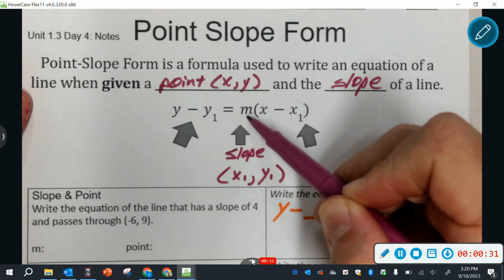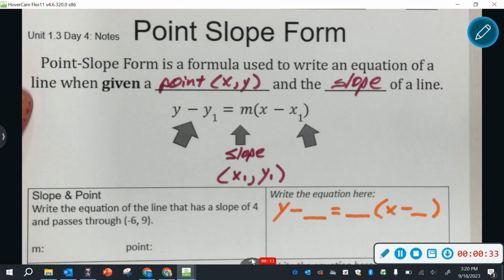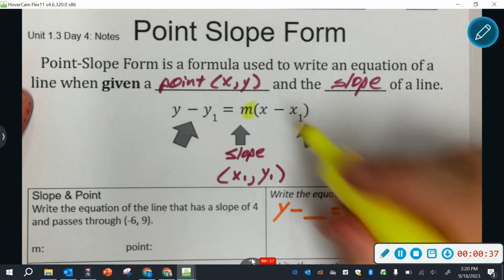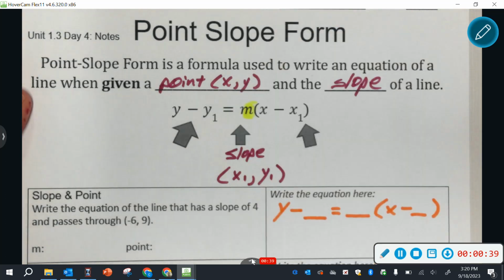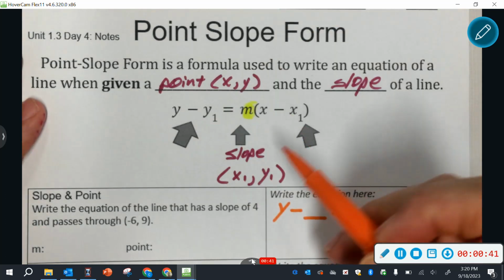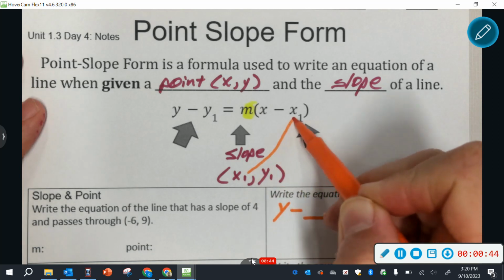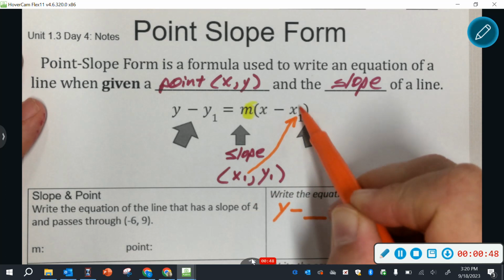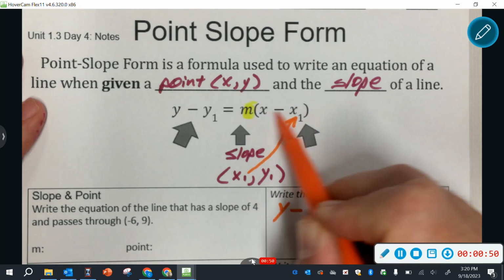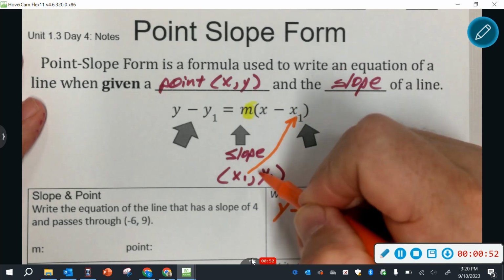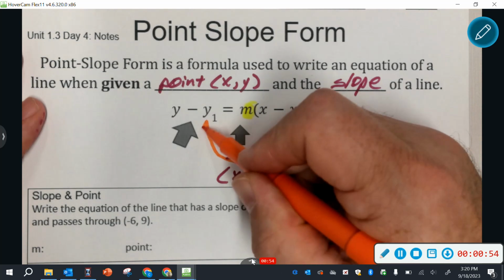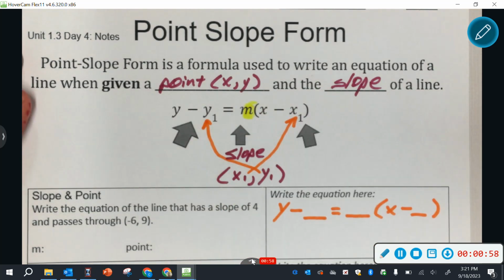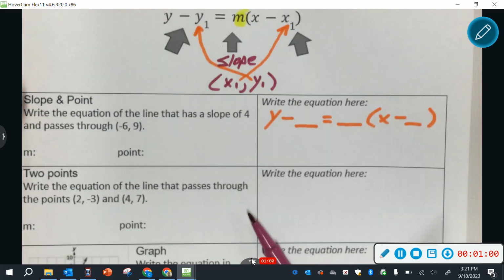Slope goes right here. Notice the slope is in front of the parentheses and it's after the equal sign. Okay, so x sub 1 goes right here. So if I have a point, I'm going to put the x value right here inside the parentheses. The x's are in the parentheses. And then I'm going to put the y right there. So y minus the y value. Alright, so let's look at this first one here.